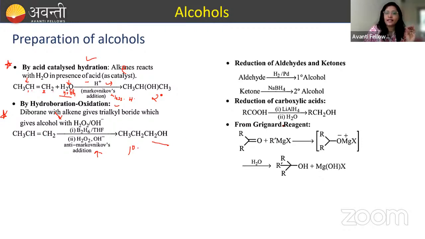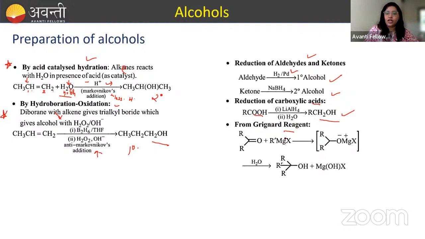Next, reduction of aldehydes and ketones. This reaction we have learned in aldehydes and ketones. When we reduce them, if we use hydrogen with palladium catalyst, we get primary alcohol from an aldehyde, but if there is a ketone, then we get secondary alcohol, right? Next, this reaction we have also studied in acids. When an acid reacts with LiAlH4 and H2O, it undergoes reduction, and the COOH group gets converted into CH2OH. So we get the alcohol, right? Any doubts so far? Yeah, so let's move on to the next.